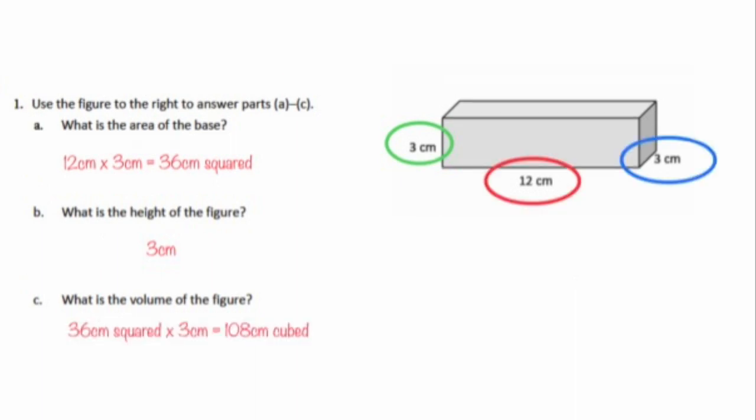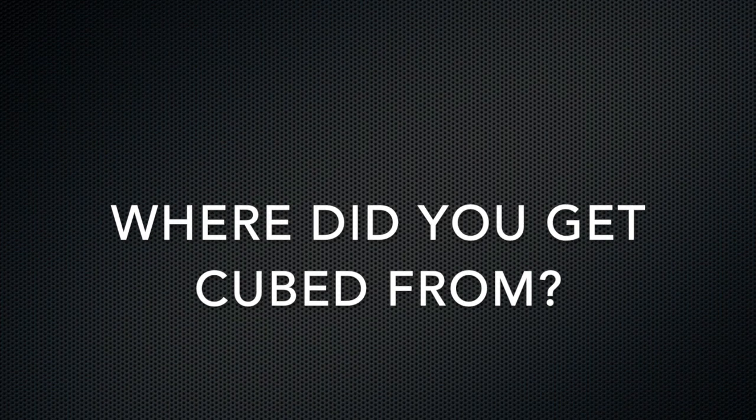Base times the height equals 36 centimeters squared times 3 centimeters, which equals 108 centimeters cubed. So you just saw the question, where did we get cubed from? Like I mentioned earlier, I was going to go more in depth into it.